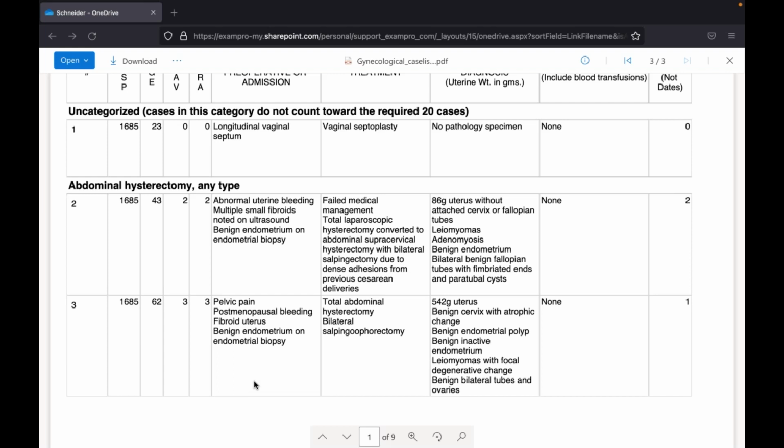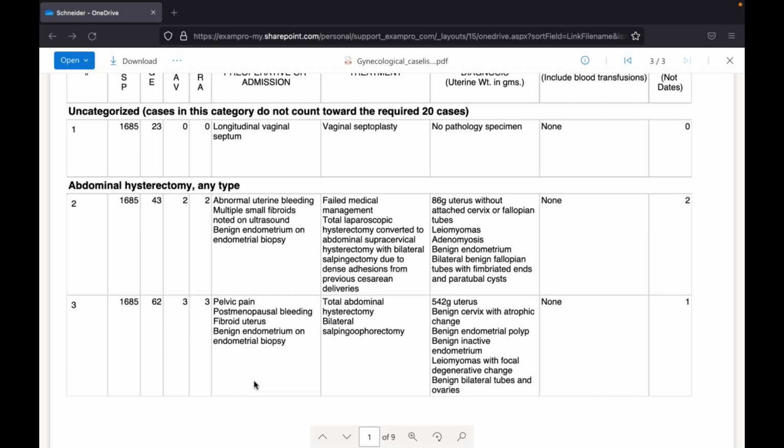Now, when you're actually thinking about doing a hysterectomy on a patient, what criteria do you use to determine the route? What type of hysterectomy they're going to do? What criteria do you use?